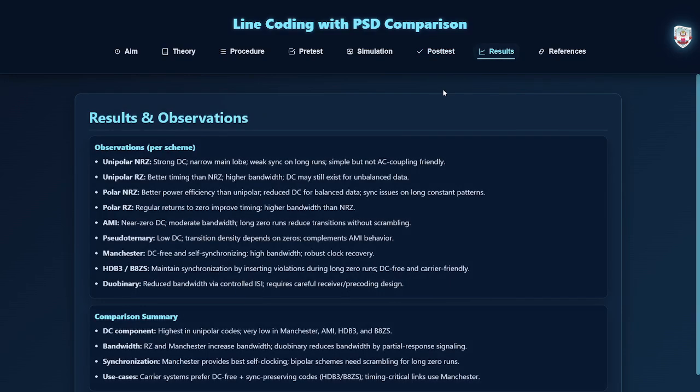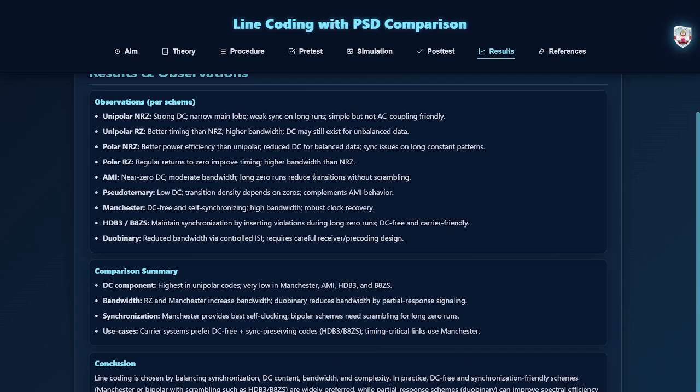Results and observations. From the results and observations, we can conclude the following. Unipolar coding schemes are simple but produce strong DC components. Return to zero and Manchester coding improve synchronization, but they require higher bandwidth. Bipolar schemes like AMI reduce the DC component and improve transmission efficiency.